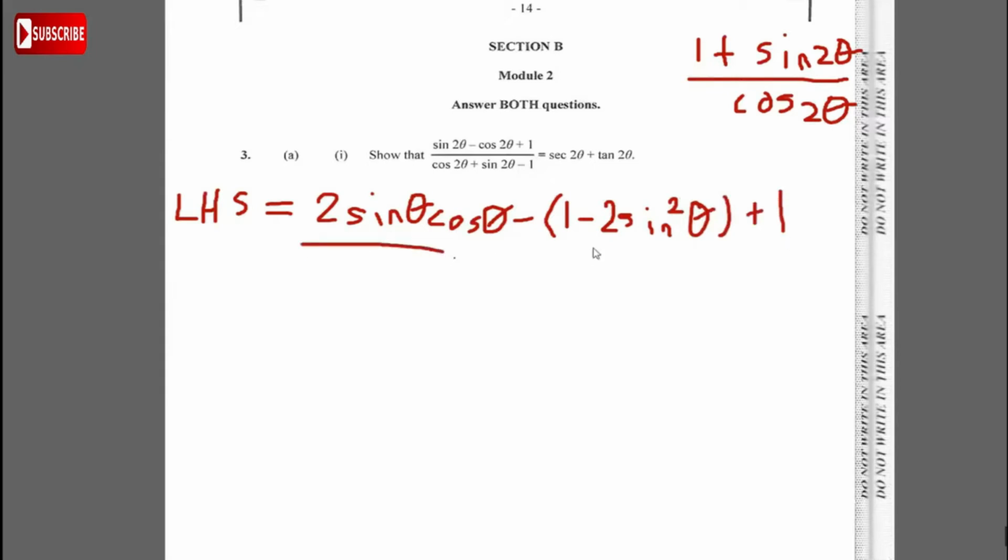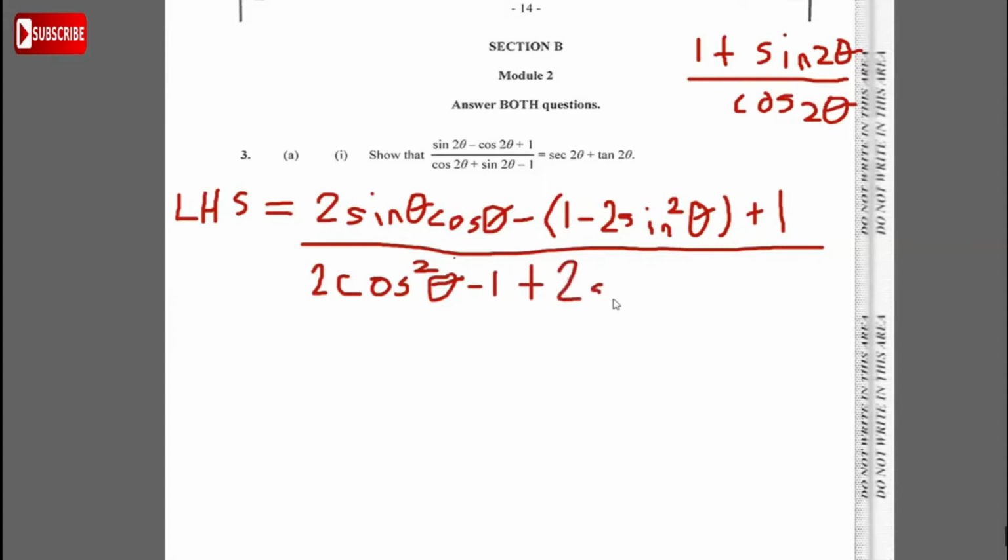So in the denominator now, what I'm going to have is cos 2 theta. Cos 2 theta is 2 cos squared theta minus 1. As I said, I'm going to use this identity because I want sine to be dominant in the numerator and cos to be dominant in the denominator. So 2 cos squared theta minus 1 plus sine 2 theta, which is 2 sine theta cos theta. And then I have minus 1 right here.